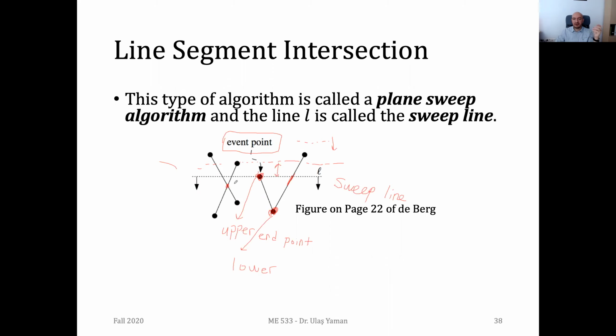But we are not drawing it, obviously, this is an imaginary line. We will do some computation, but graphically, we are not going to see a sweep line.